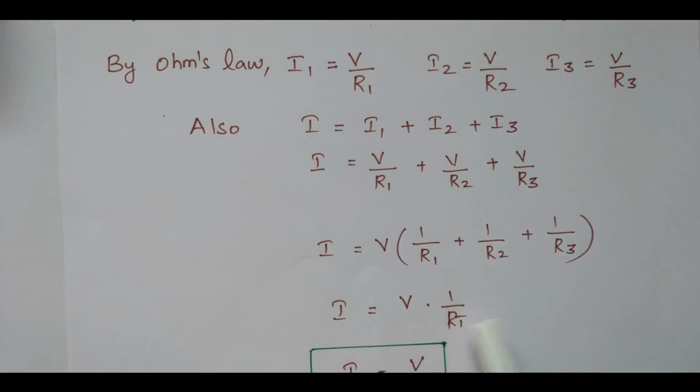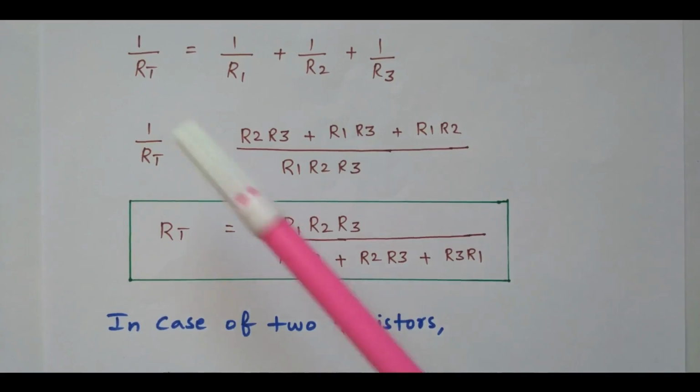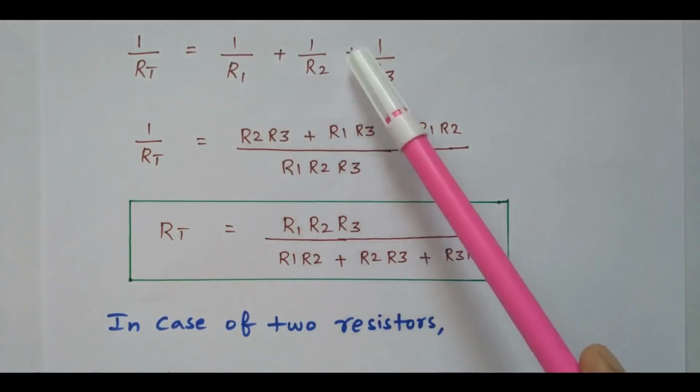So this is nothing but 1 by RT. So I equals V into 1 by RT, so that we can write I equals V by RT. So 1 by RT equals 1 by R1 plus 1 by R2 plus 1 by R3. Now we'll see the further simplification.